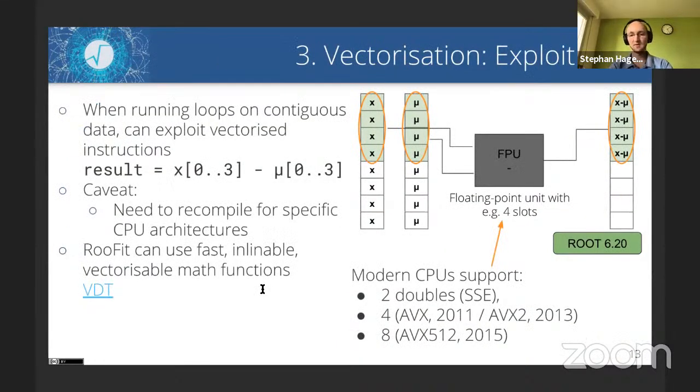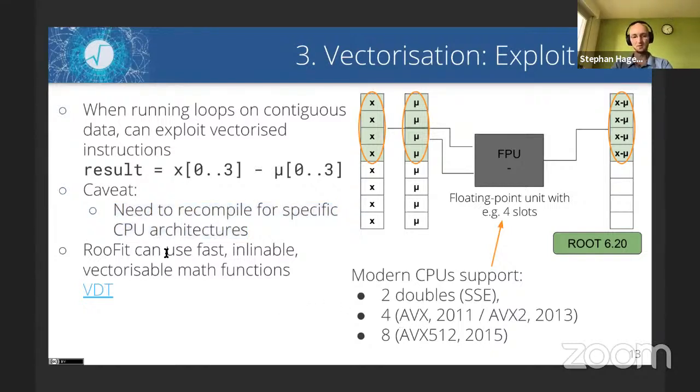And in addition, if you have data in arrays, you can use vectorization, so single instruction multiple data. So if you have contiguous arrays and you want to compute, for example, x minus mu, then with modern CPUs with large floating point units, if you have AVX or AVX2, you can compute 4 of these values at a time. With AVX512, you can even compute 8. So you can theoretically get a speed up of factor 4 to a factor 8 if you use this vectorization. The caveat with this is you need to compile this for a specific architecture. So you need to recompile and then give the compiler flag architecture native or AVX2 or AVX512 or something.